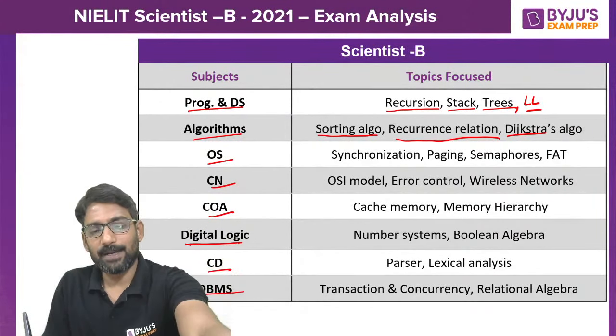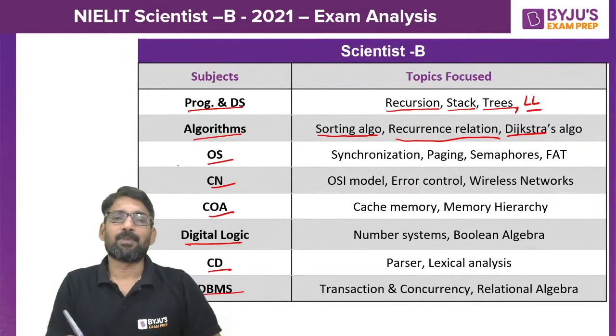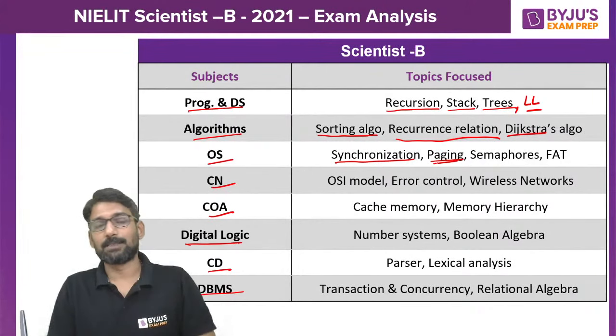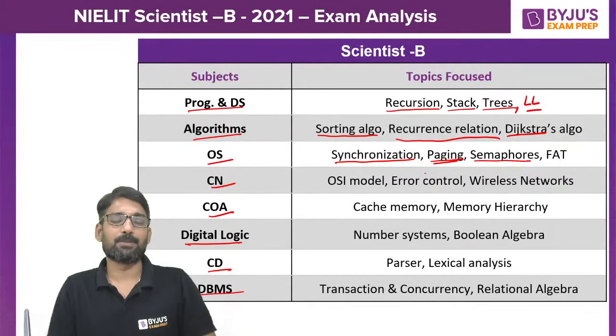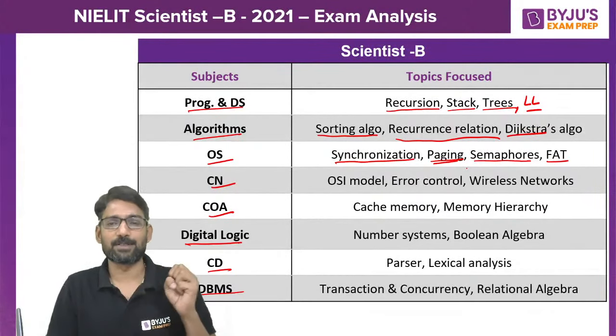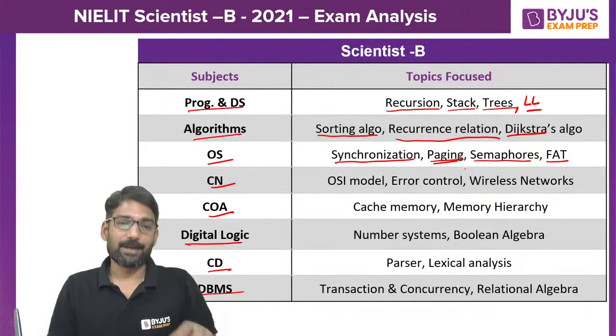And from operating systems, if you see, we have got a question from synchronization as well as paging. I think we have got three questions, and we have got a simple question on semaphores and also from file allocation table. So these are the four topics which were focused from operating systems.